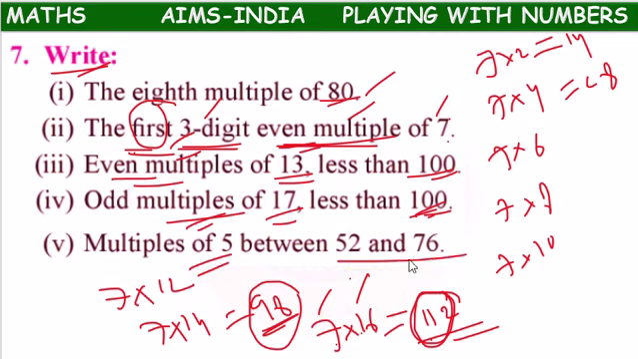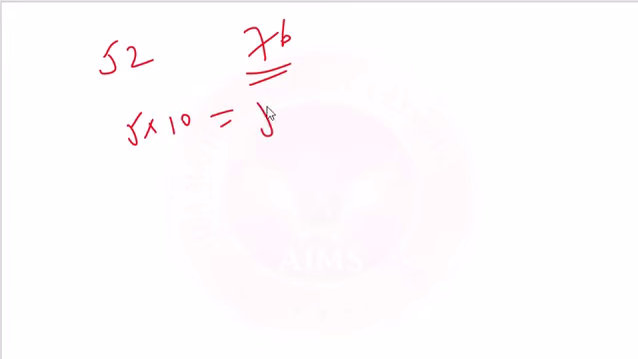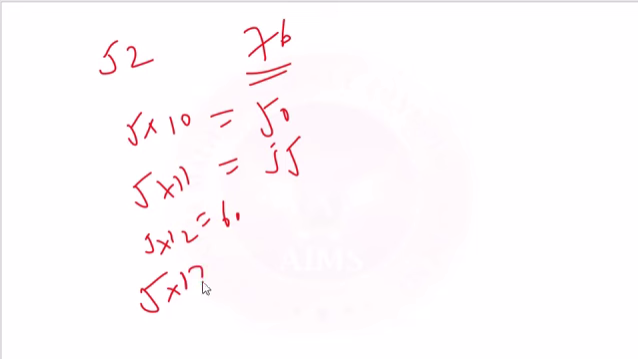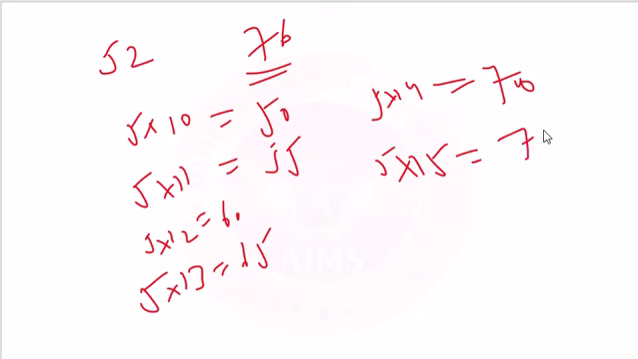Multiples of 5 between 52 and 76. So multiples of 5 between 52 and 76, they are asking. So we know that 5 10 times 50, 5 11 times 55, 5 12 times we can have 60, 5 13 times 65. So 5 14 times 70. So 5 15 times 75.